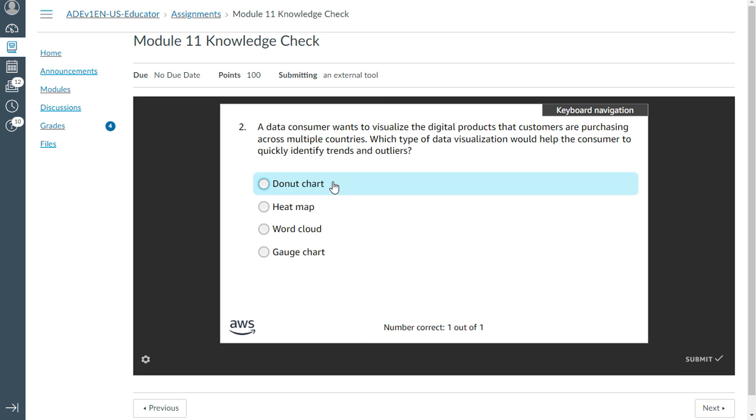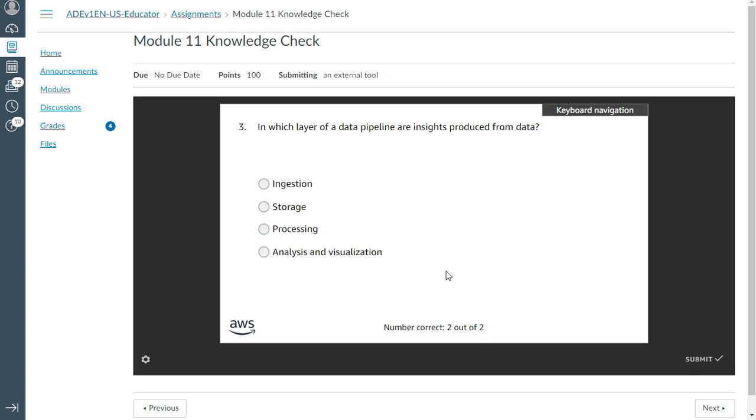And the second one: a data consumer wants to visualize the digital products that customers are purchasing across multiple countries. Which type of data visualization would help the consumer quickly identify trends and outliers? So this is a heat map. Okay, that's correct.